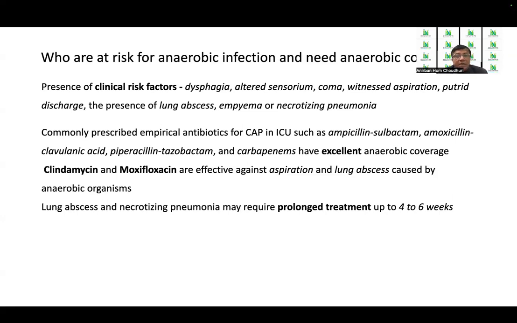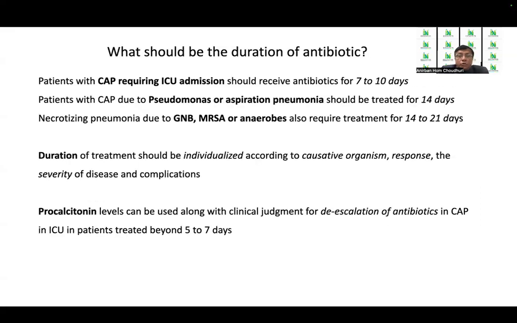The commonly prescribed empirical antibiotics for community-acquired pneumonia in the ICU, such as ampicillin sulbactam, amoxicillin clavulanate, and piperacillin tazobactam, have excellent anti-anaerobic coverage. So there is no need to add anything, but sometimes people add metronidazole. Clindamycin and moxifloxacin are effective against aspiration and lung abscess caused by anaerobic organisms. Lung abscess and necrotizing pneumonia often require prolonged treatment, up to 4 to 6 weeks.